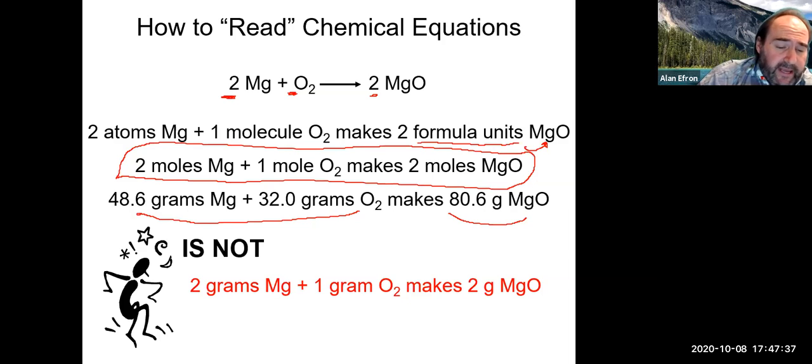One relationship we can't do is the gram to gram relationship. That relationship doesn't work by using the coefficients or anything like that. So that is definitely not one that works. And again, we will definitely see the mole to mole relationship in just a bit. So let's talk about balancing equations.